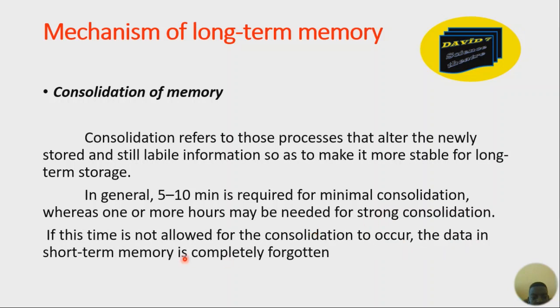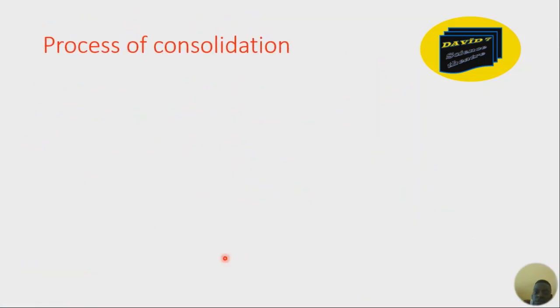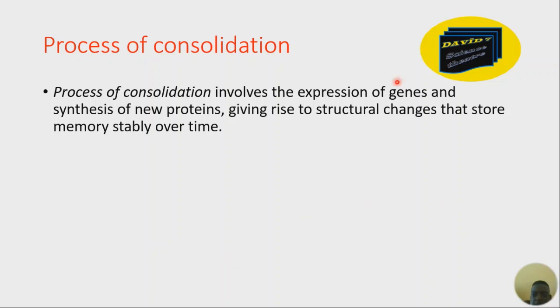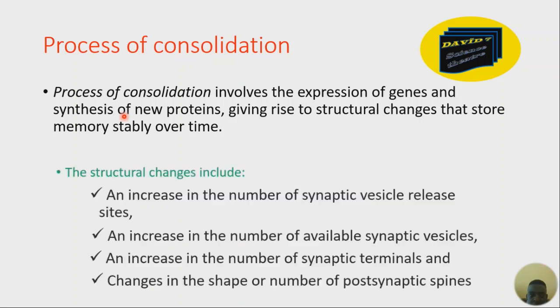Alright? If this time is not allowed for consolidation to occur, the data in short-term memory will be completely forgotten. That is what happens when you forget. Let's talk about the process of consolidation. It involves expression of genes and synthesis of new proteins, giving rise to structural changes that store memory stably over time. That is what happens in consolidation.